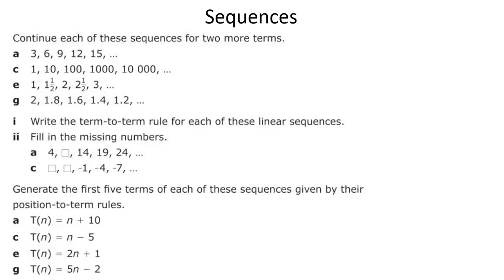The first one being continue each of these sequences for 2 more terms. So you just got to work out what's happening each time. Now you might say, double 3, you get 6, but you need to just check that it still works. Double 6, you don't get 9. No, it's just adding 3, add 3, add 3, add 3. So just check that whatever you're choosing, it is doing it multiple times.